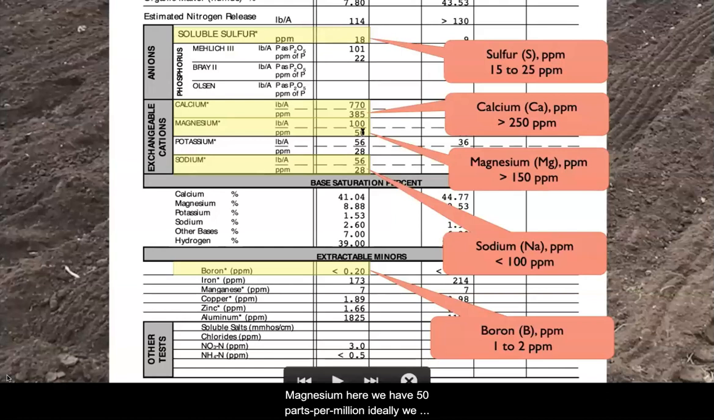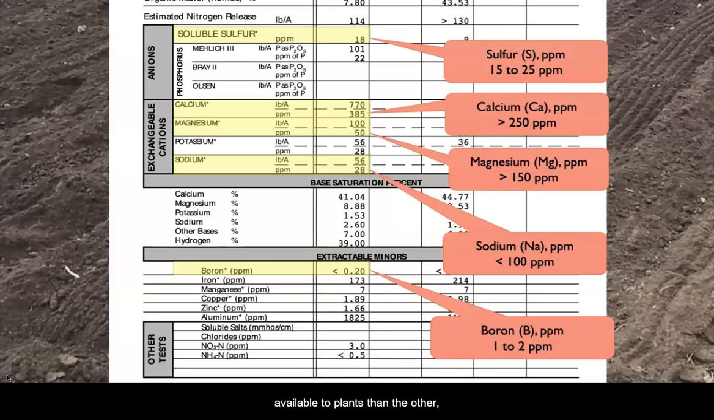Magnesium, here we have 50 parts per million. Ideally, we want above 150 parts per million. That helps create the proper range between calcium and magnesium. If you don't have one of these in the right balance, one of them will be a little bit more available to plants than the other. So we need to make sure that in this case we would raise magnesium.